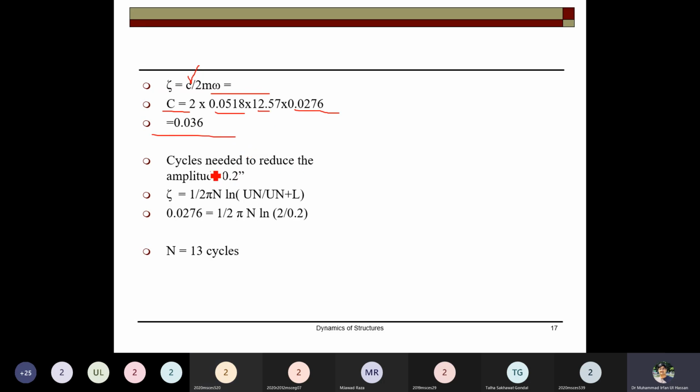Cycles needed to reduce the amplitude to 0.2 inches. Now you know that zeta is there. The number of cycles needed, n, is now unknown, because the initial displacement is 2 inches and the final displacement is 0.2 inch. We want to compute the number of cycles n needed to reach the displacement of 0.2 inches. So n is unknown, and we can determine n as 13 cycles.